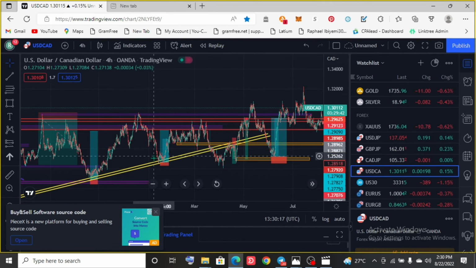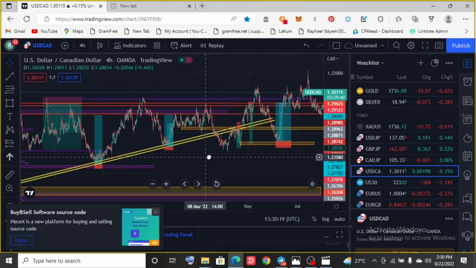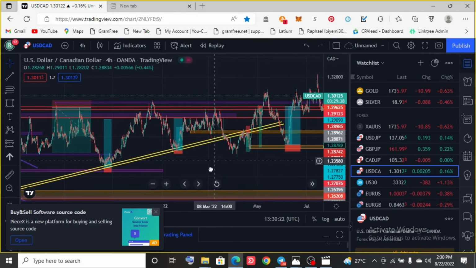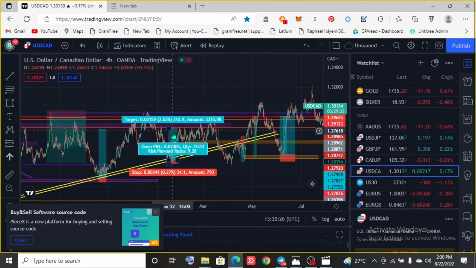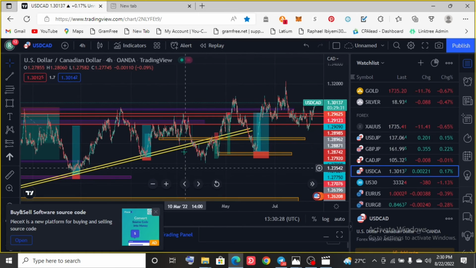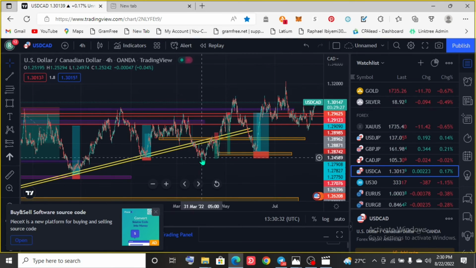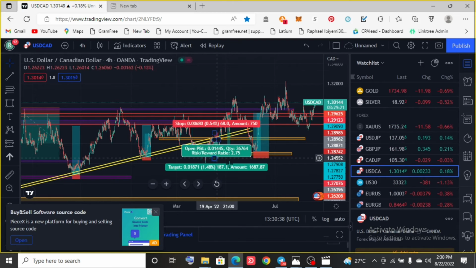So this was another massive move from the trend line. You can see that's it from the trend line. It was a massive move up, about 315 pips there. After that, some consolidation, the market moved down, broke the trend line down. And after the retest of the trend line, we took another sell there. And imagine, that one gave us 187 pips there.